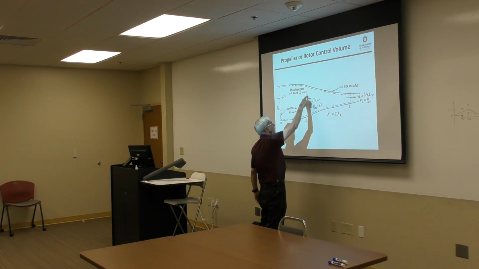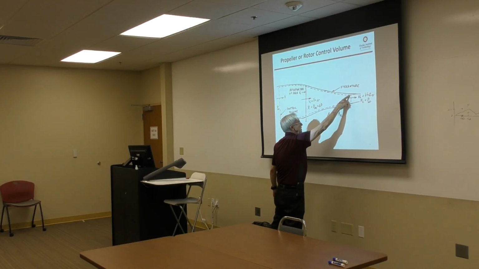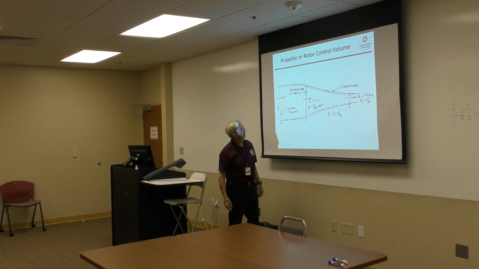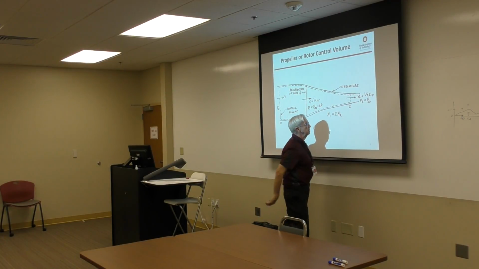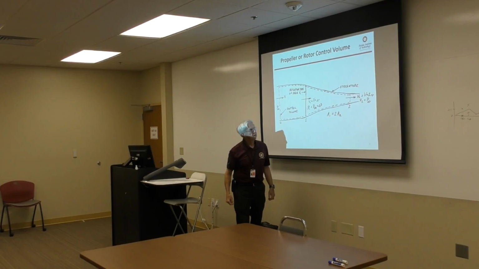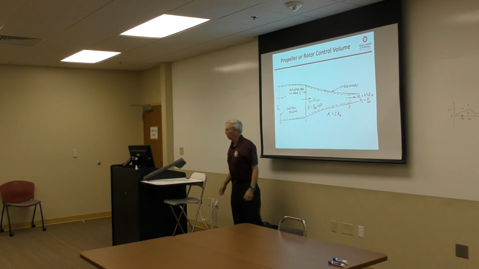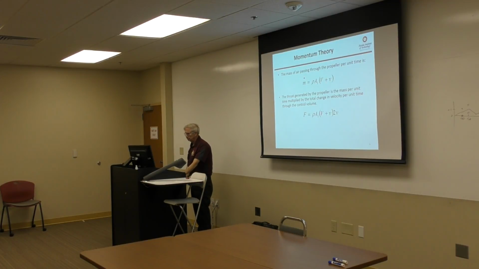This area here across this propeller is twice the area far downstream, and far downstream the velocity is the initial velocity plus twice the velocity increase across the propeller. And so we can write some equations for that.